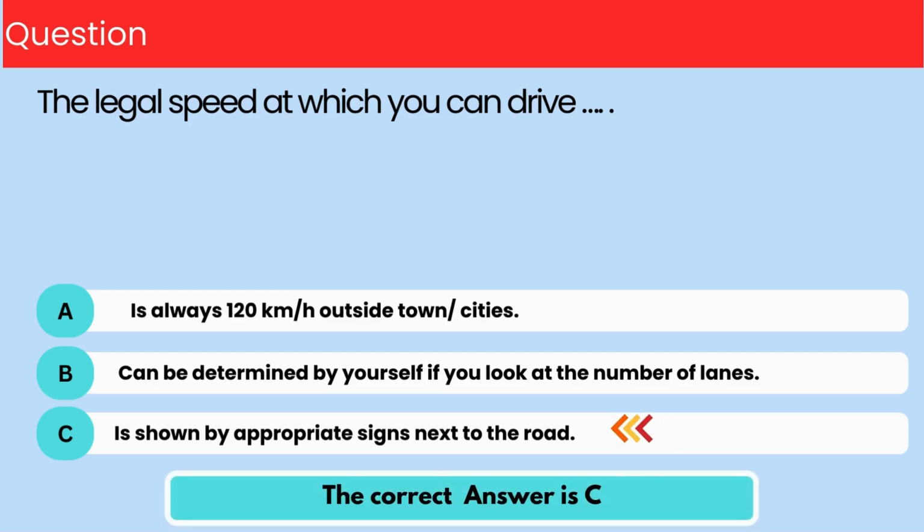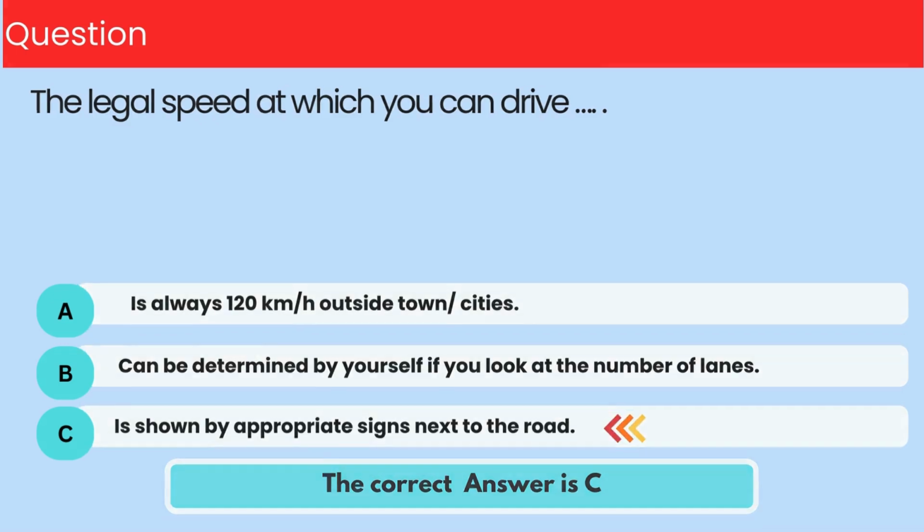The legal speed at which you can drive is determined by appropriate speed limit signs displayed next to the road. These signs clearly indicate the maximum allowable speed for that specific section of the road.